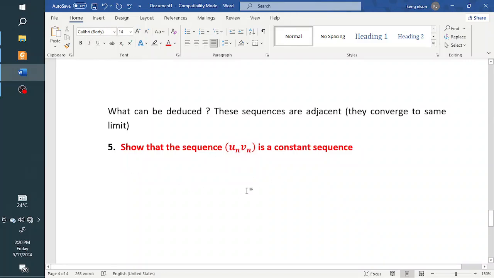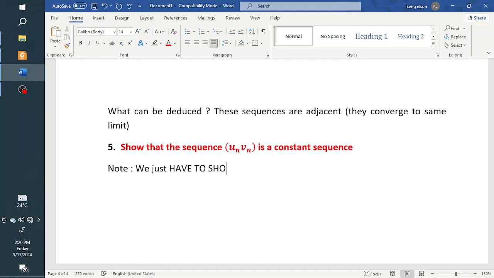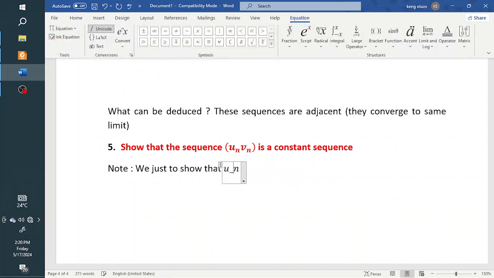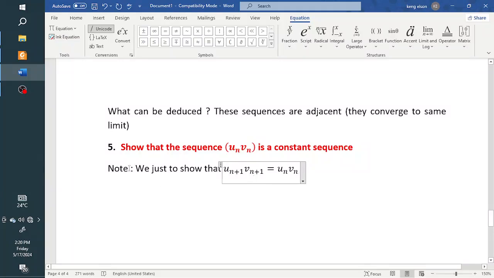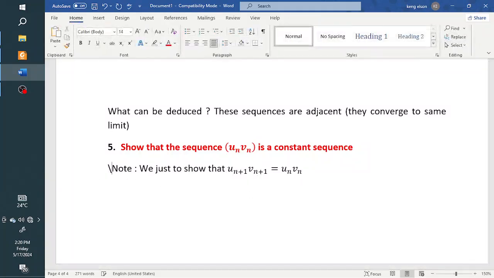Okay, so we just have to show that un plus 1 times vn plus 1 is equal to un times vn. Alright, or in fact, let me try to clarify your doubts.